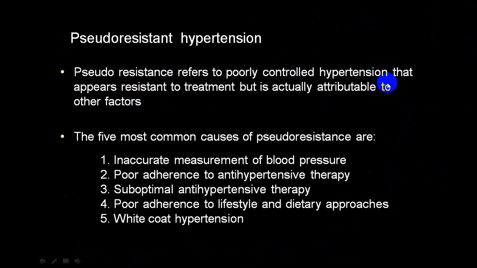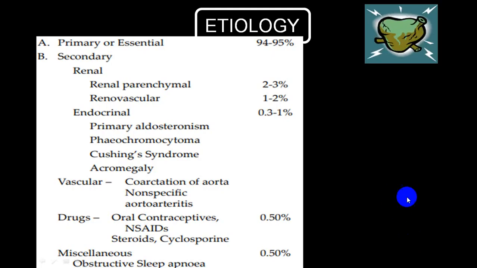Pseudo-resistance means poorly controlled hypertension that appears to be resistant to the treatment, but actually it is attributed to these factors, and these are very common factors. Some of the common factors are white coat hypertension, poor adherence to antihypertensive treatment, suboptimal antihypertensive treatment, dietary lifestyle factors like sodium intake, oral contraceptive pills and other medicines they are taking, and inaccurate measurements. So these are the causes for pseudo-resistance, or what we call pseudo hypertension.